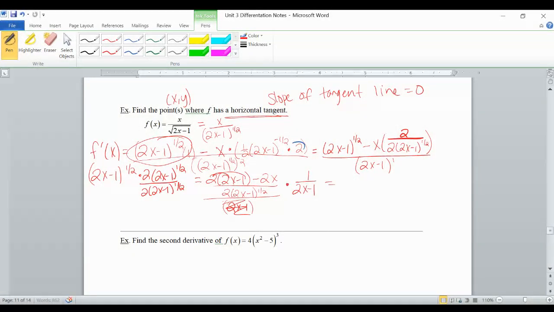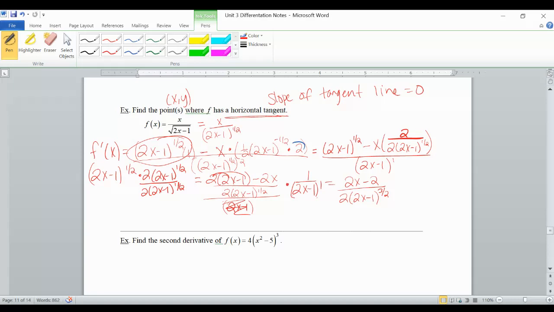So 2 times 2x is 4x, and 4x minus this 2x is just going to give me 2x. 2 times negative 1 is just negative 2. So this whole thing is just 2x minus 2, all over 2 times 2x minus 1. This is 2x minus 1 to the half. This is like 2x minus 1 to the first. So when I add these two exponents, I get 3/2 as my exponent.